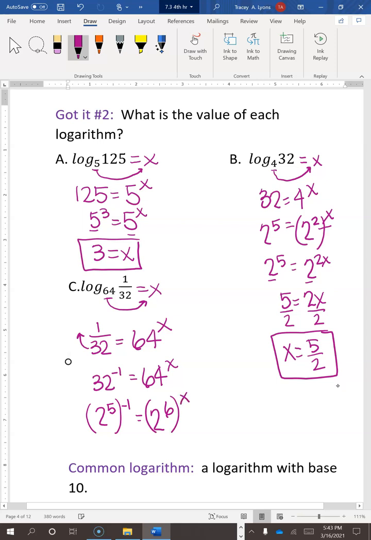So I'm going to multiply each of those. 2 to the negative 5 equals 2 to the 6x. And then since my bases are the same, my exponents are the same as well. Negative 5 equals 6x. X would be negative 5 over 6.